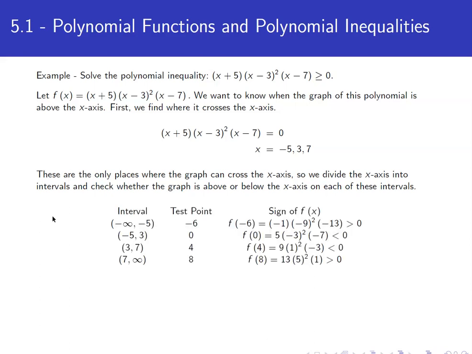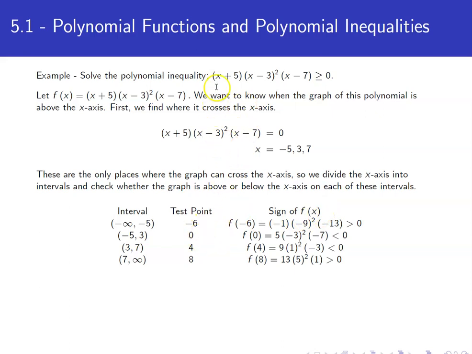So let's make a table. We have the interval from -infinity to -5, because that's the lowest 0 that we have. -5 to 3, 3 to 7, and 7 to infinity. So these 3 points divide the x-axis into 4 intervals. Now we get to choose test points. Doesn't matter what they are as long as they're in the interval. So I'll choose -6, 0, 4, and 8. Those satisfy that. And now all we care about is what the sign of f of x is, whether it's positive or whether it's negative.